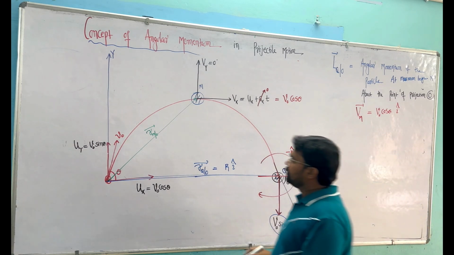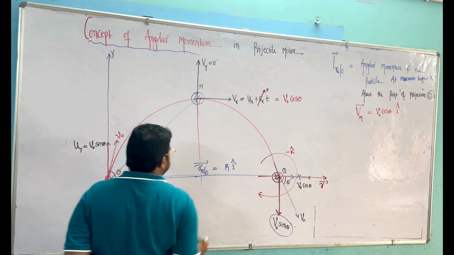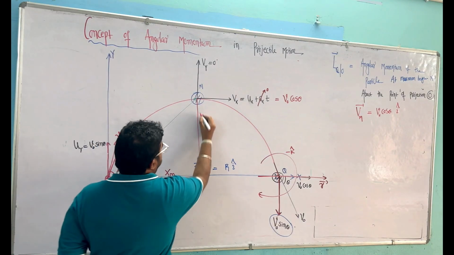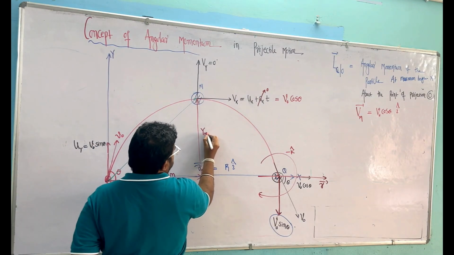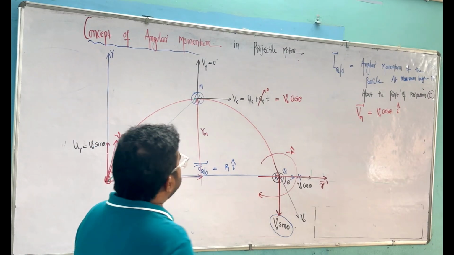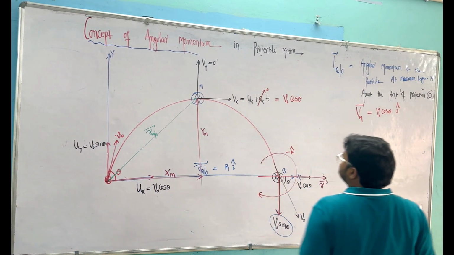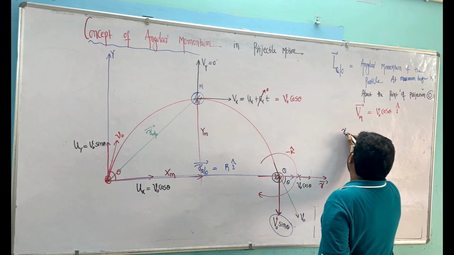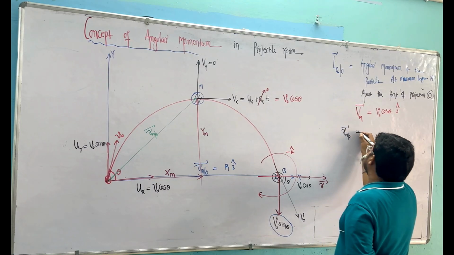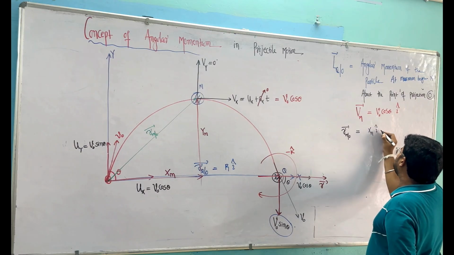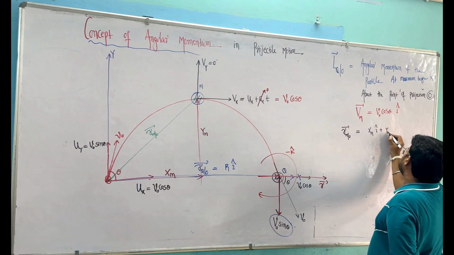What is the position of the particle? Here it is Xm, and this is Ym. Understood? So what is the position of the particle at point M, about point O? Xm I cap plus Ym J cap.